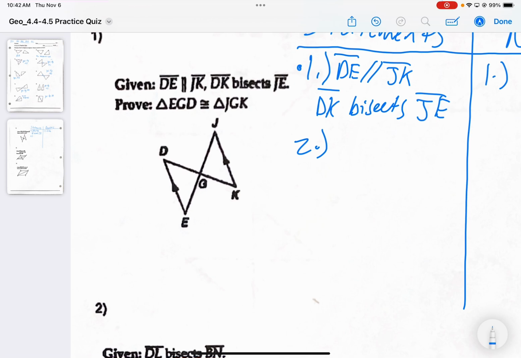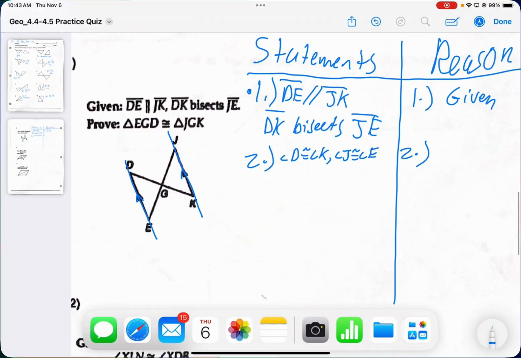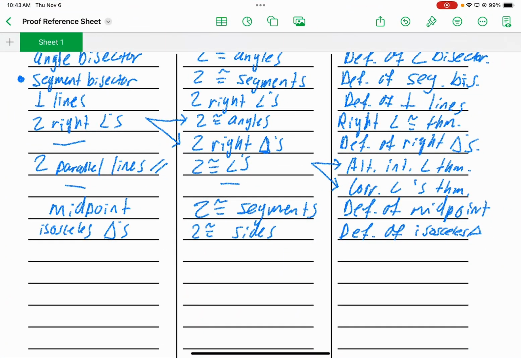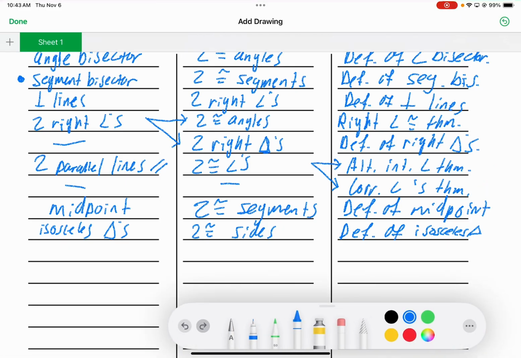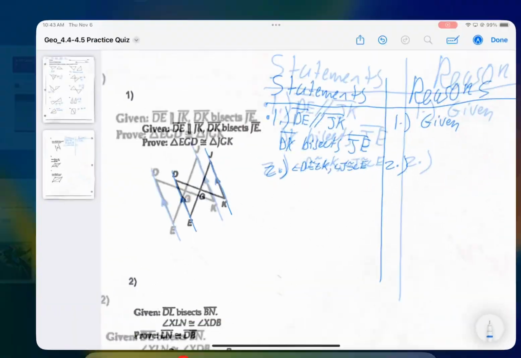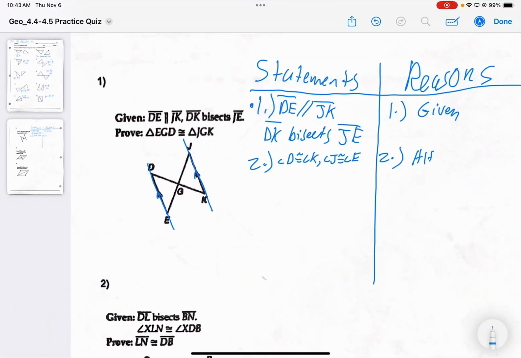If I know that these lines are parallel to each other, which angles could I say are congruent by alternate interior angles? D and K. Yeah, so I can say angle D is congruent to angle K, and then angle J is congruent to angle E. And on that proof reference sheet, it says it's either one of two reasons. Either it's because of alternate interior angles or it's because of corresponding angles. Which one do we have here? Good, alternate interior. So I would just say alternate interior angles theorem.